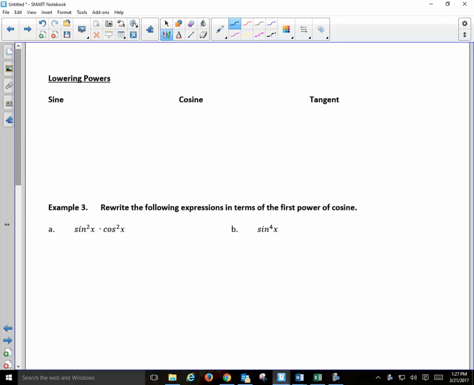Three new formulas today. Four problems for your assignment.